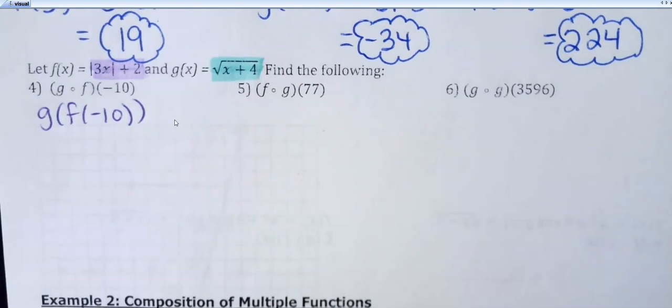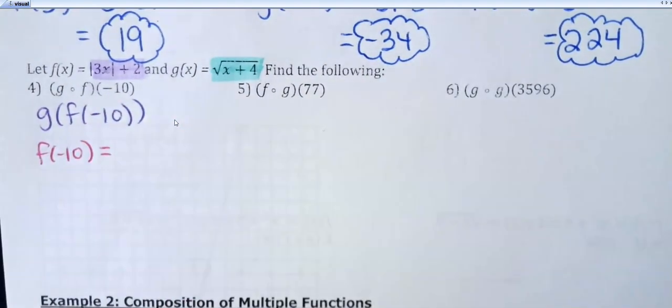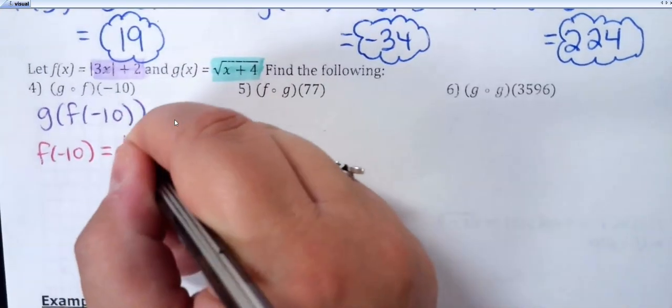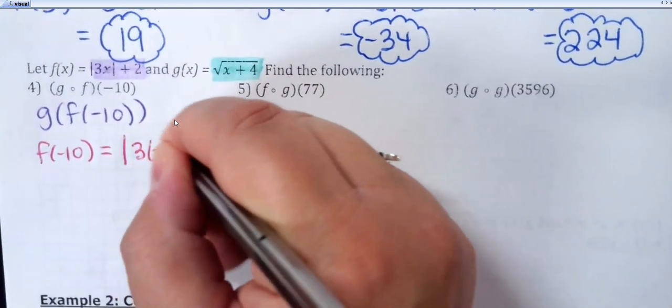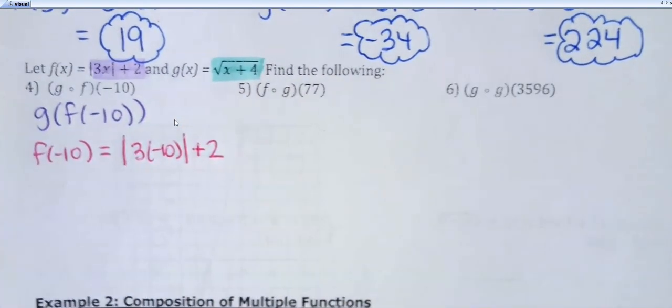So I'm going to take negative 10 and put that into the f of x function. Remember, this is just notation. I'm not doing anything with that. It's not f times 10. It's f with a negative 10 plugged into it. All right, so I've got 3 times negative 10 in the absolute value plus 2.